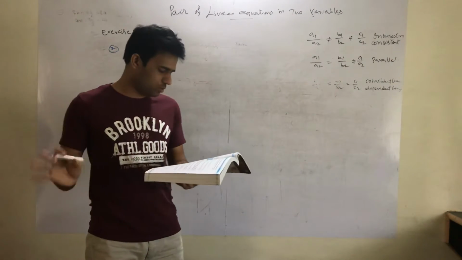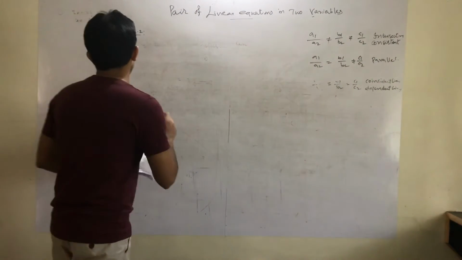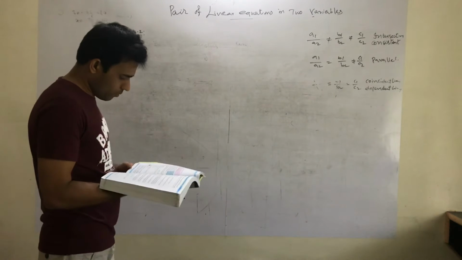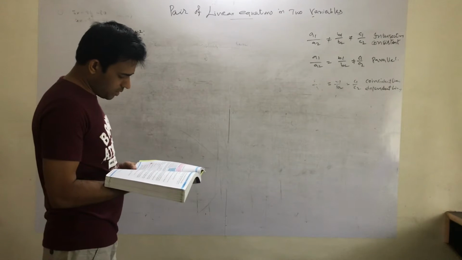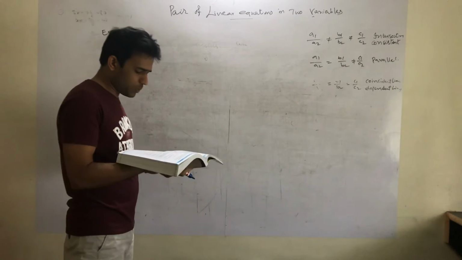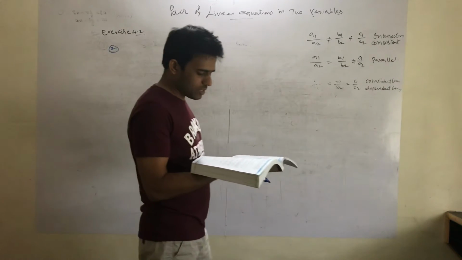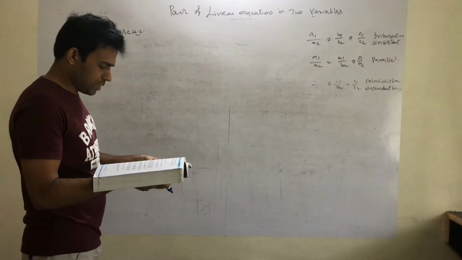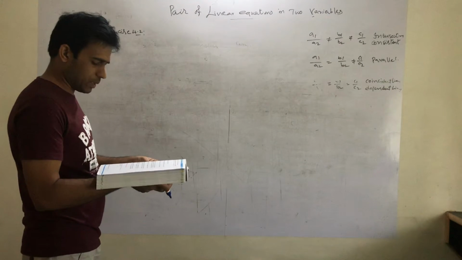Okay, we will now look into the second problem. The sum of a two-digit number and the number obtained by reversing its digits is 66. If the digits of the number differ by 2, find the number.